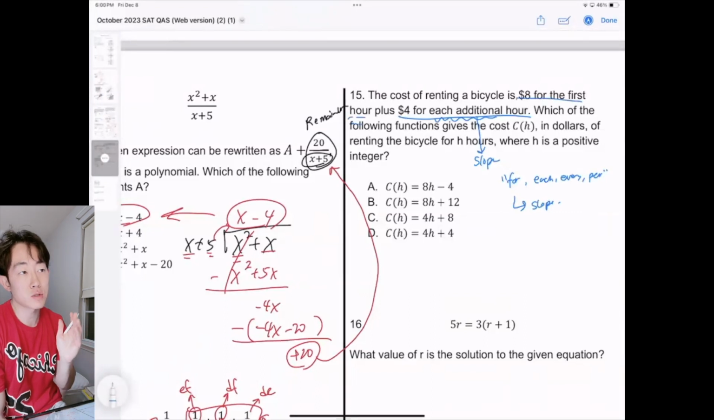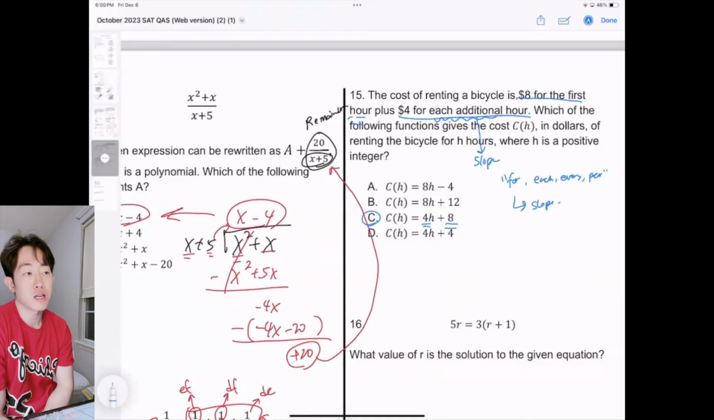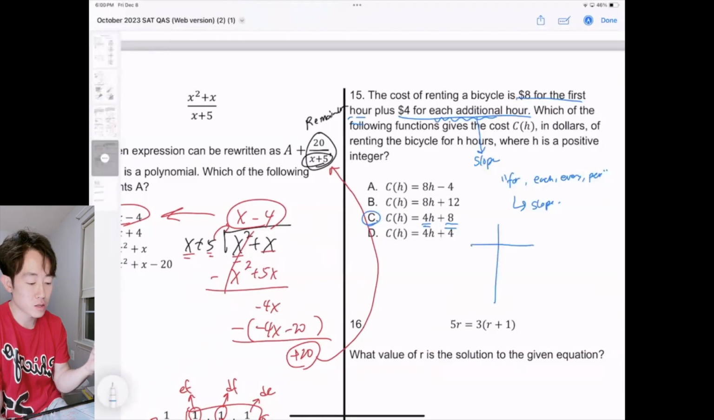So a lot of students, what I found out was that they picked C. 8 is initial, 4 is the slope, and they just put that down and move on. Which is the common mistake you can make, because what you actually forgot to realize was that $8 is for the first hour, not for time 0.